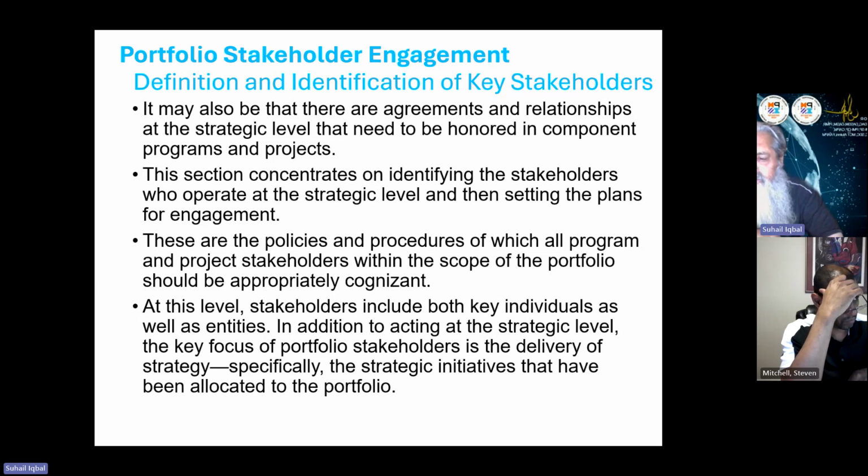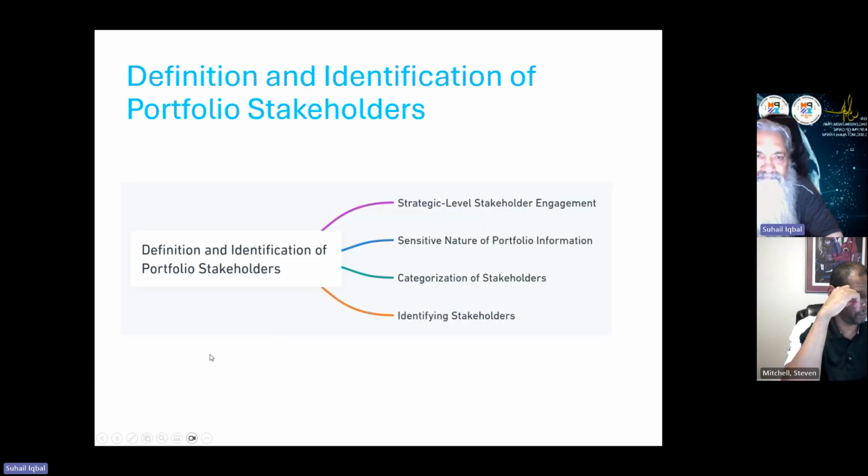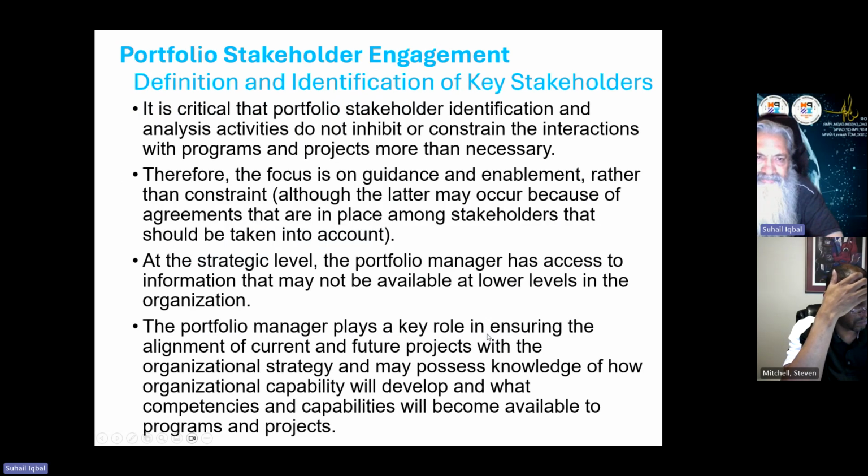These are the policies and procedures of which all program and project stakeholders within the scope of portfolio should be appropriately cognizant. At this level, stakeholders include both key individuals as well as entities. In addition to acting at the strategic level, the key focus of portfolio stakeholders is the delivery of strategy, specifically the initiatives that have been allocated to the portfolio. So: strategic level stakeholder engagement, sensitive nature of portfolio information, categorization of stakeholders, and identifying them.